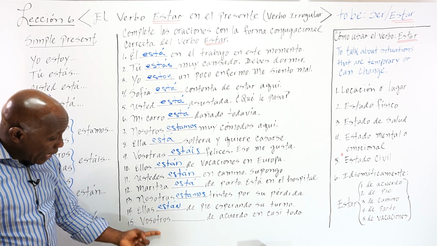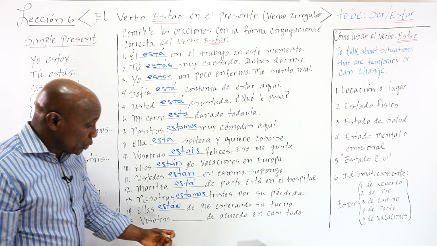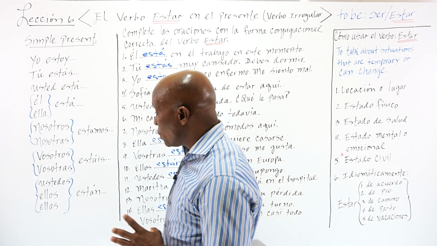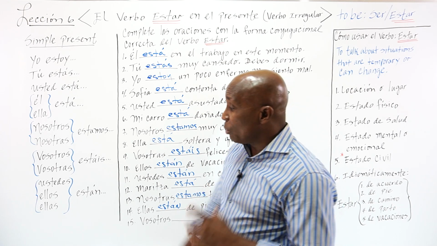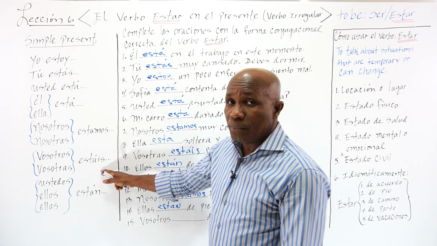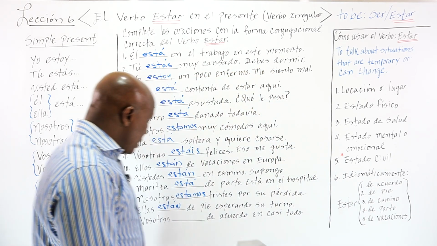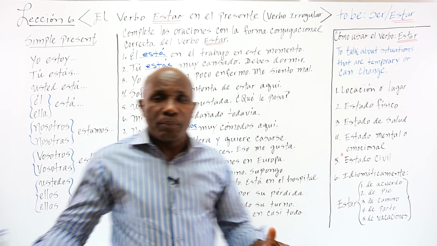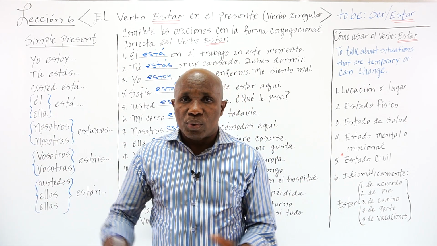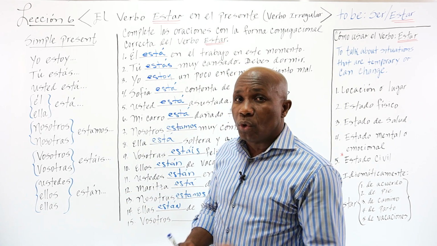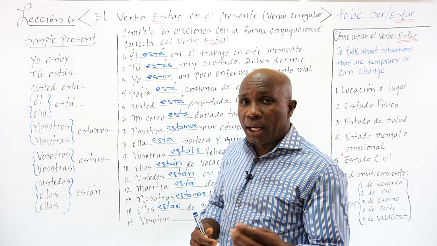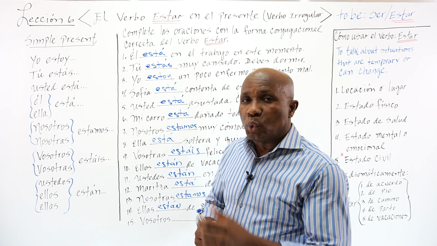Vosotros, finally, we have here vosotros. La forma conjugacional para vosotros es estáis. Remember, we use ustedes everywhere else, but in Spain, they use vosotros or vosotras instead of ustedes.